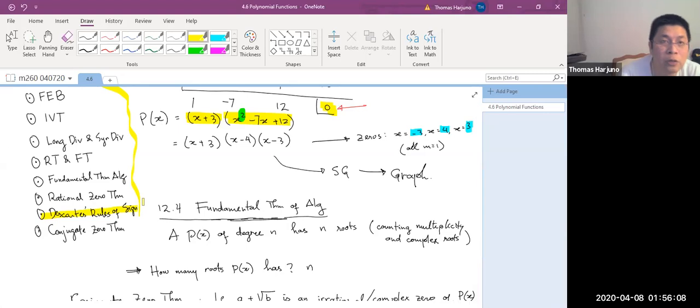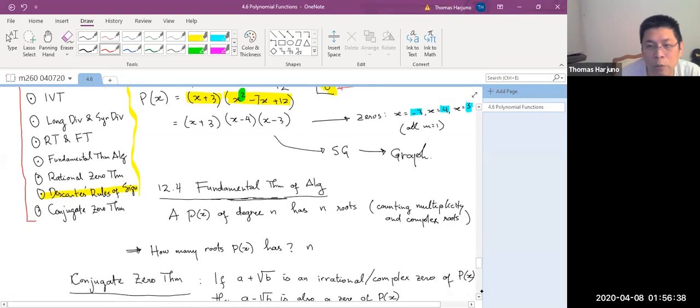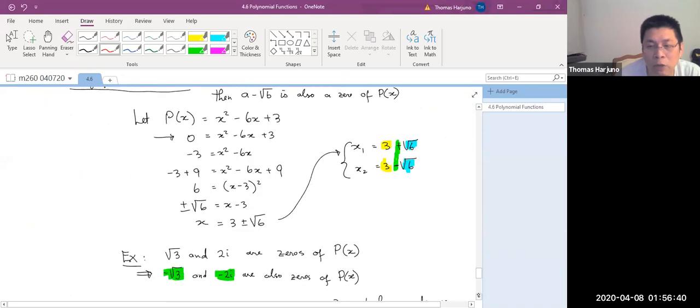Okay, now notice that none of these theorems or rules or fundamental theorem that we have here give us the zero. No, but they help us to locate the zero. They help us to narrow down the options. Okay, now again, you may get really confused right now. Don't worry about it. You are normal. We learn so many things at once. Okay, but you need to learn them anyway.